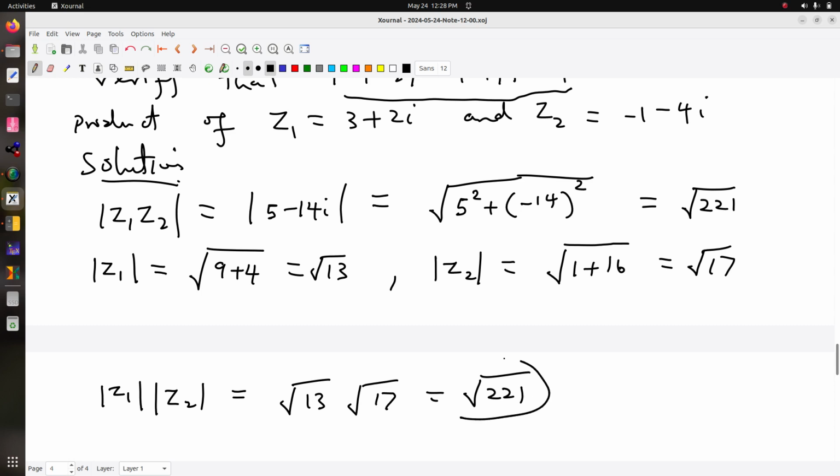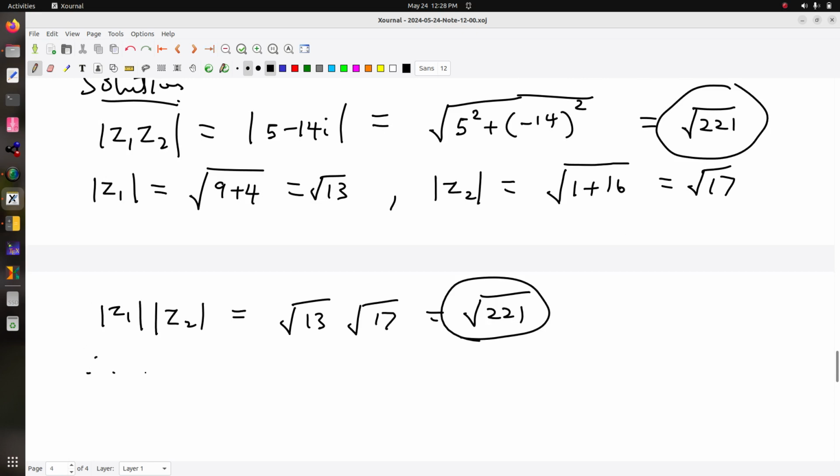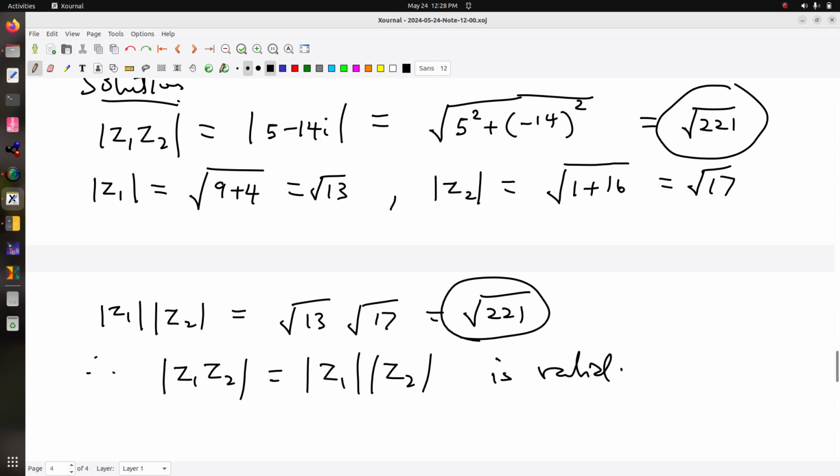Okay, so square root of 221 here, square root of 221 here. So therefore, the claim that the modulus of z1 z2 equals the modulus of z1 multiplied by the modulus of z2 is valid, or is true. Okay, or is verified. All right.